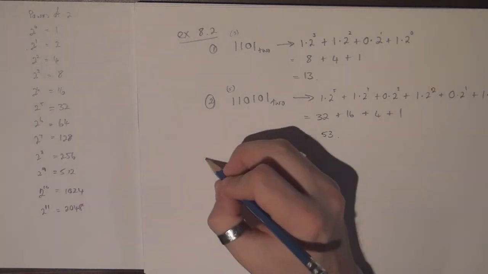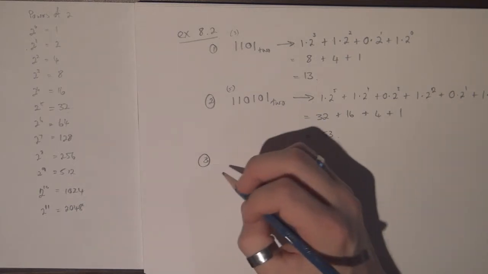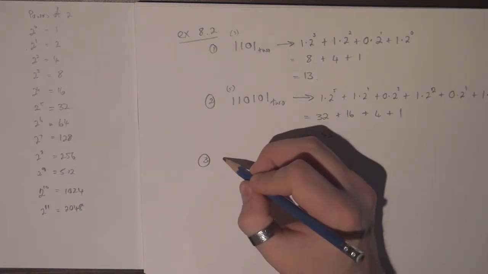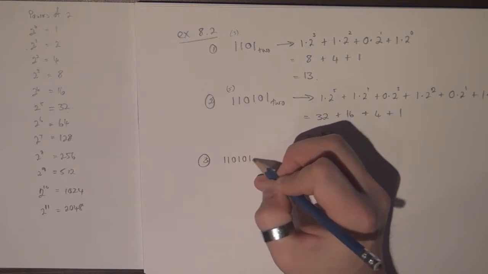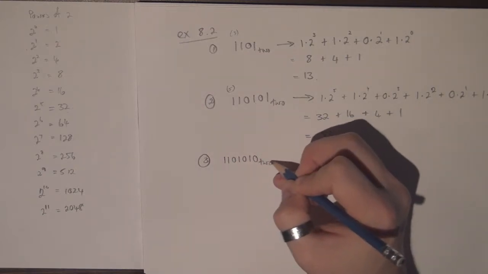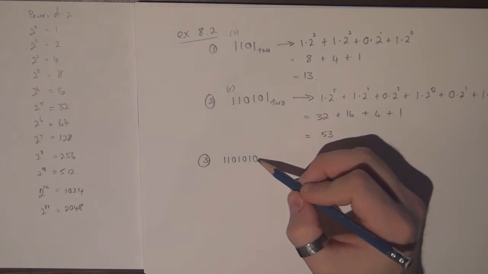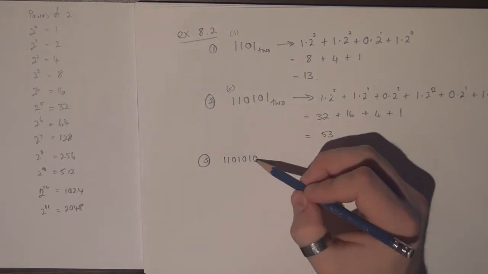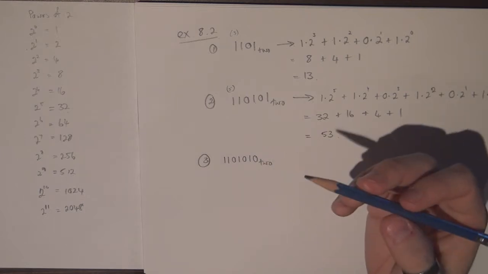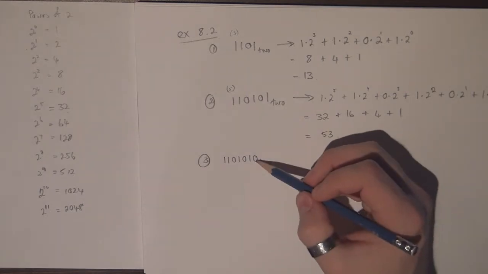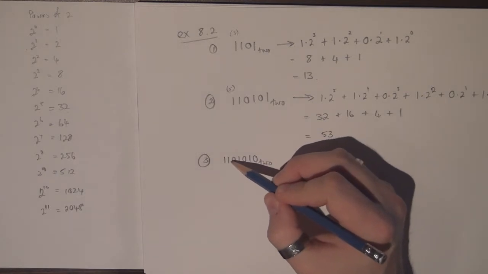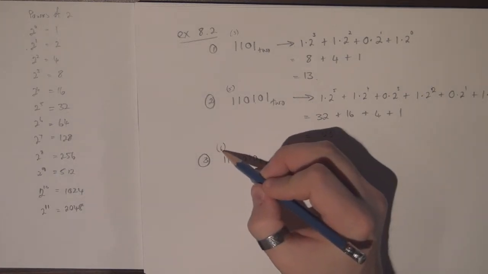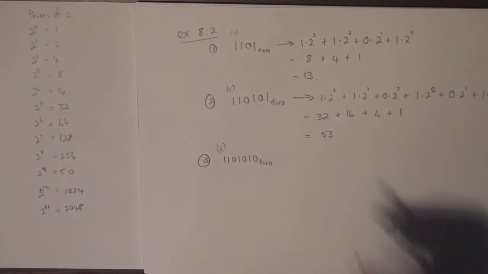One more, we can do it. We just have to make sure we write the digits down correctly. 1, 1, 0, 1, 0, 1, 0. So counting from right to left, the position of these digits corresponds to the powers of 2: 0, 1, 2, 3, 4, 5, and 6. A little bigger than the previous one.